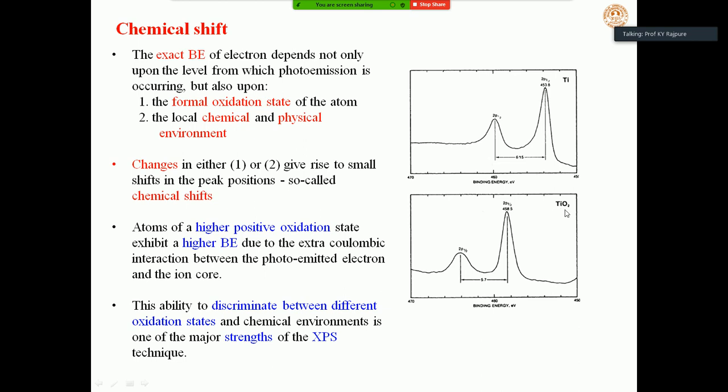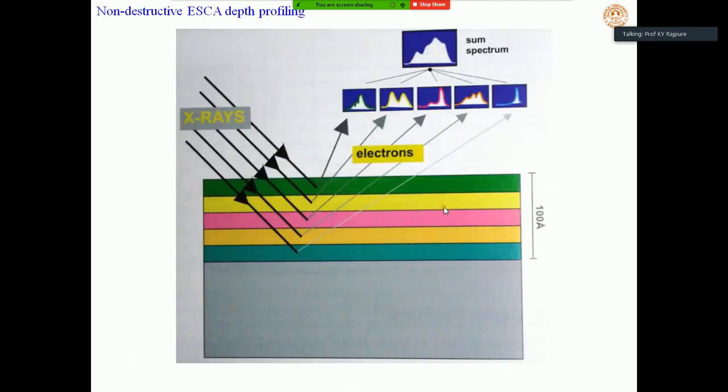If Ti is in a 2+ state, or maybe another anion or cation having different valencies, the peak positions will be different. So this is a very handy technique to tell you in which oxidation state your element is there. So it is possible in XPS to discriminate between different oxidation states.